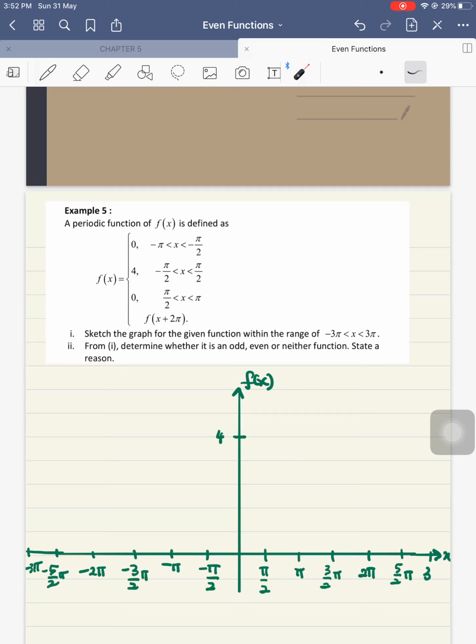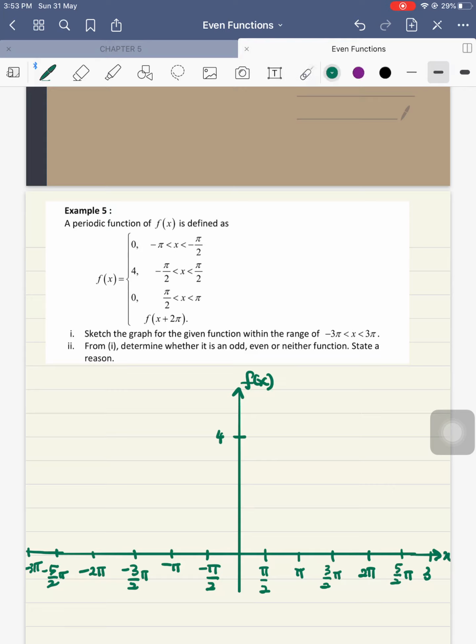Okay, so for the first question you were asked to sketch the graph within the range of -3 pi until 3 pi. Then based on this graph, identify whether the given function is odd, even or neither, and state a reason. Okay, so as you can see in this periodic function here, your f(x) is all in terms of constant. So you don't need to do the table of coordinates.